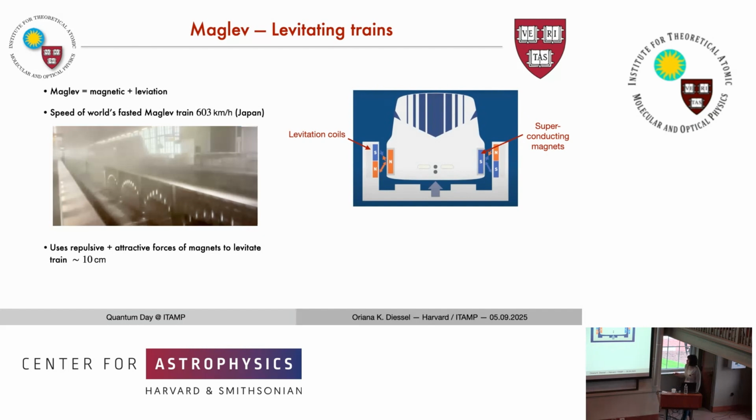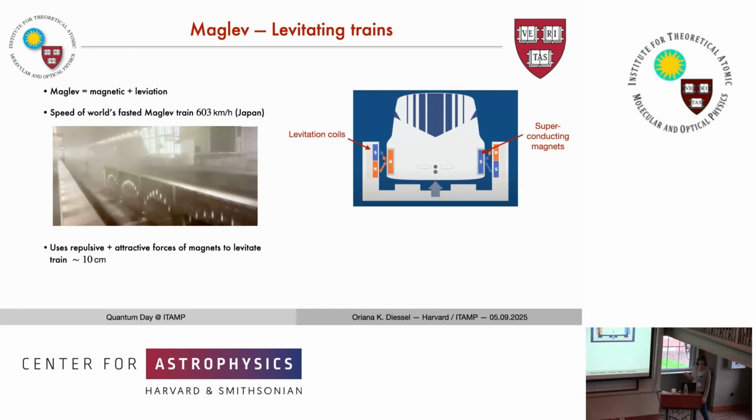So how do they work? There are actually different types of maglev trains. The one that uses superconductors has this geometry, so we have these superconducting magnets on the train itself. And then on the side track, we have these levitation coils. So there are two magnets, and the train actually levitates because of a combination of the repulsive force of these magnets and the attractive force between these magnets. And again, think of a superconductor as a super efficient magnet.